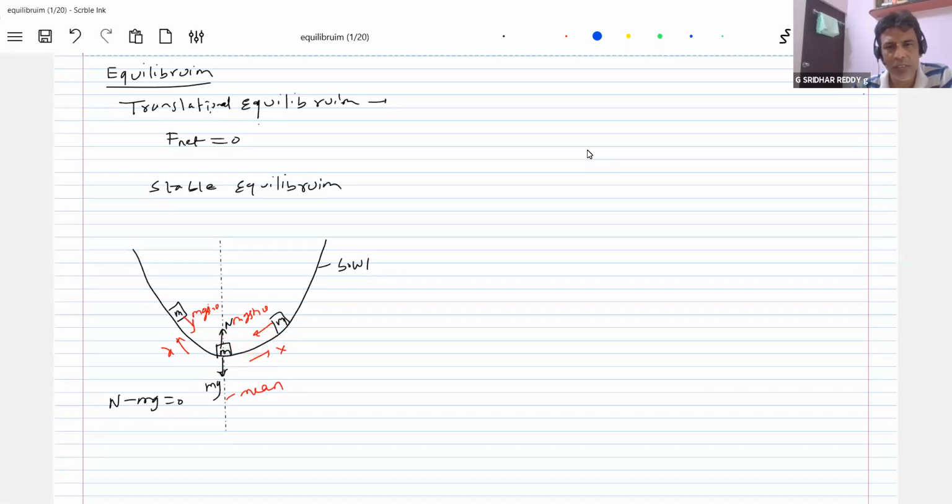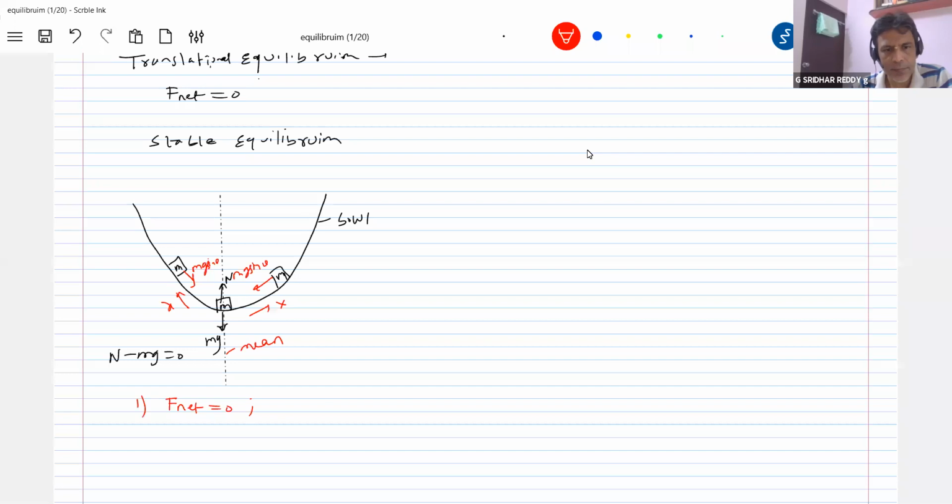So what are the basic features of stable equilibrium? Net force must be 0. I'll write it down. Then a restoring force acts opposite to the displacement. There's one more: opposite to the displacement of the system, whether block, system, or anything else.